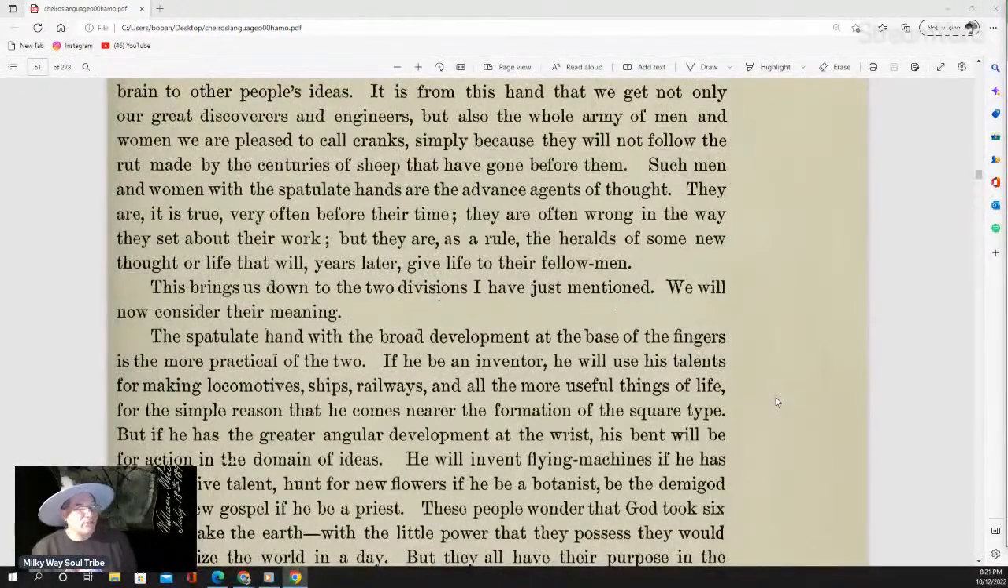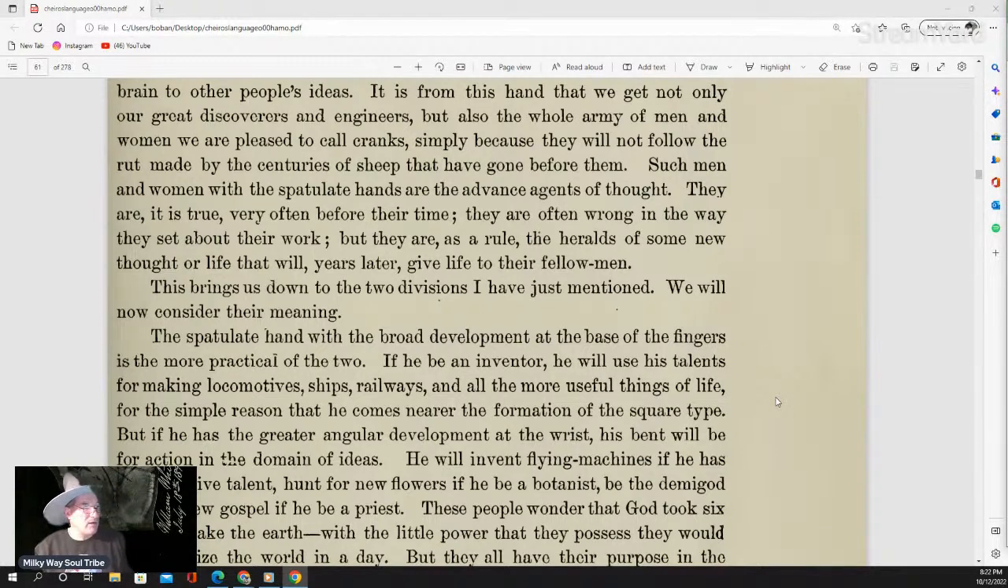This brings us down to the two divisions I have just mentioned. We will now consider their meaning. The spatulate hand with the broad development at the base of the fingers is the most practical of the two. He will be the inventor. He will use his talents for making locomotives, ships and railways, and all the more useful things in life, for the simple reason that he comes nearer the formation of the square type.